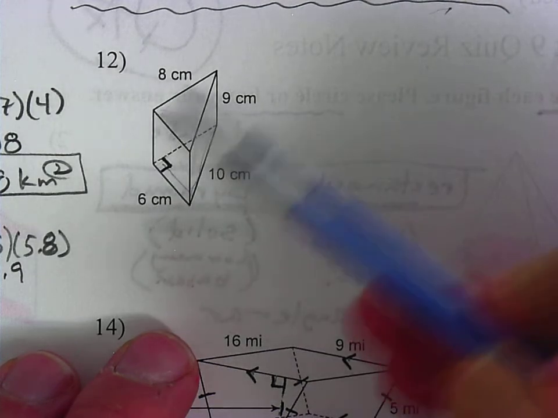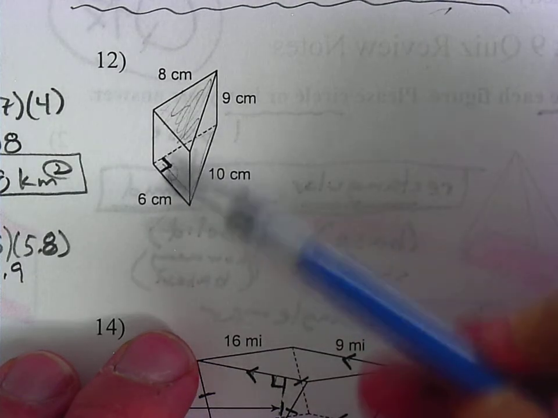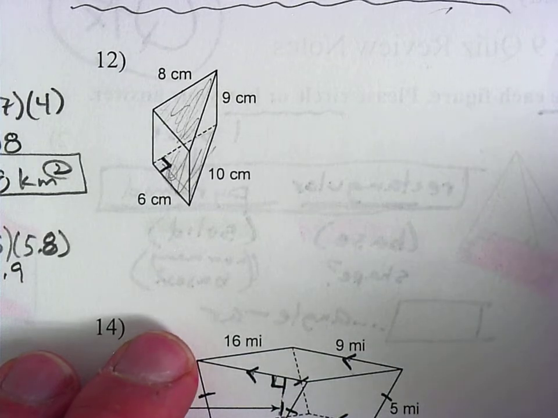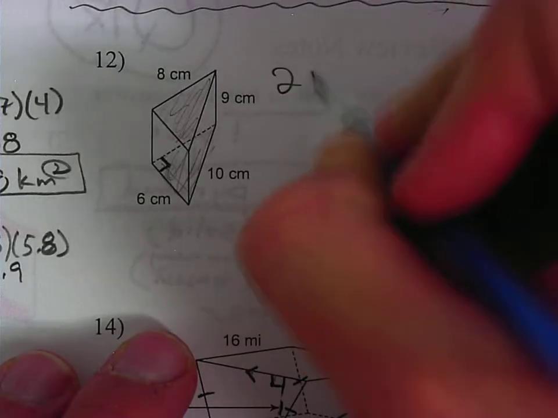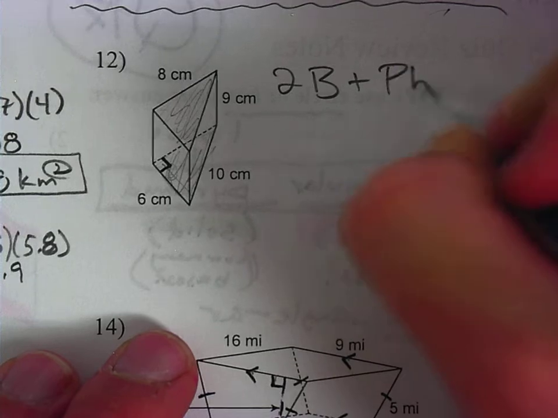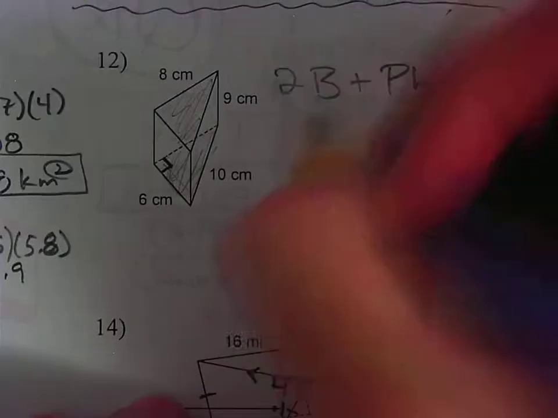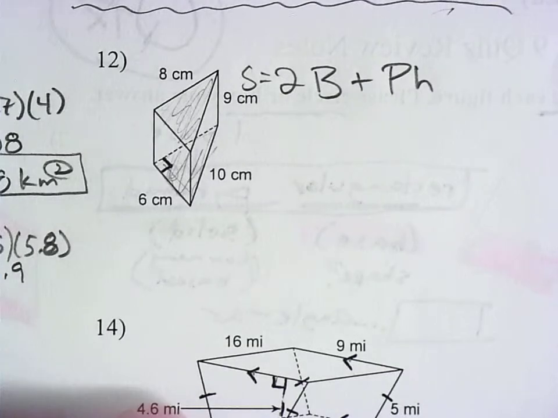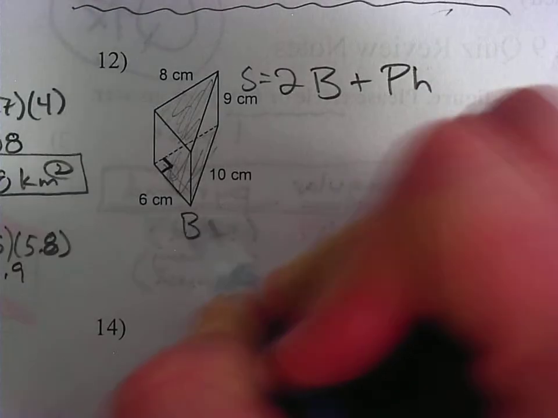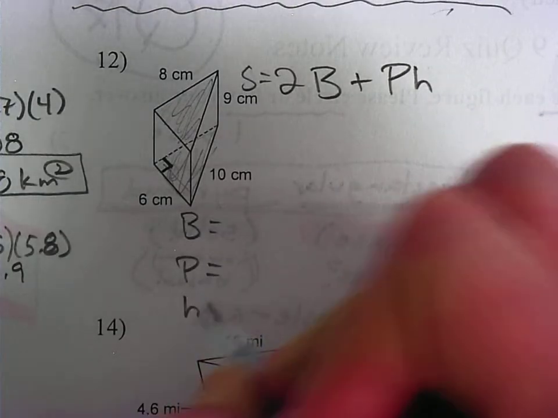Here's the second base on top. Here's the second base on the bottom. And they're both triangles. So remember, a prism is 2B plus P times H, and I just pulled that off of my formula sheet. You don't have to memorize that. So I need to find B, the area of the base, the perimeter of the base, and the height.